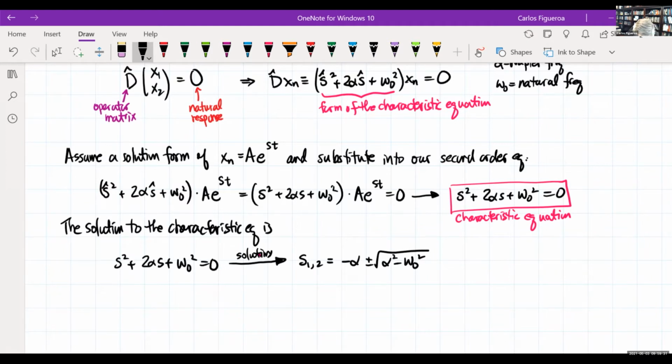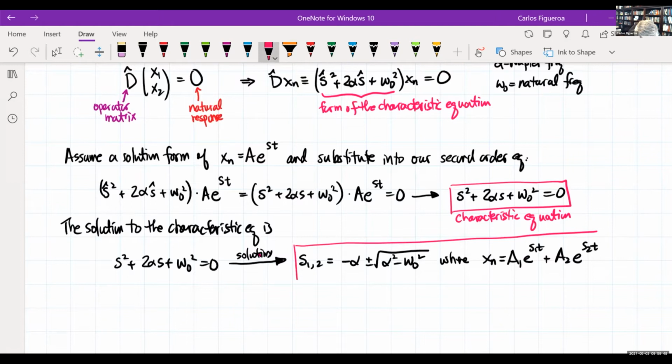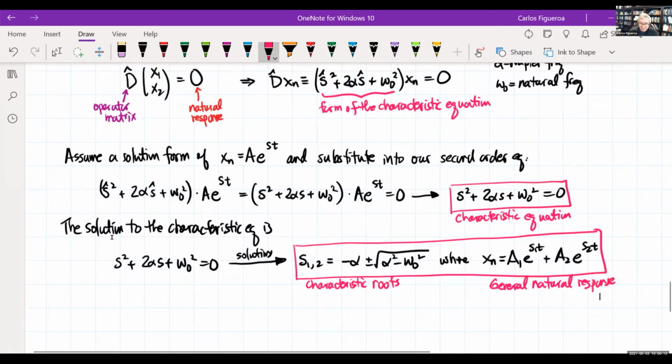So where the natural response now is then going to be A1 e to the S1t plus A2 e to the S2t. So these guys are now interconnected here. This is the characteristic roots, and this guy is the general natural response. So you can't separate these two solutions.